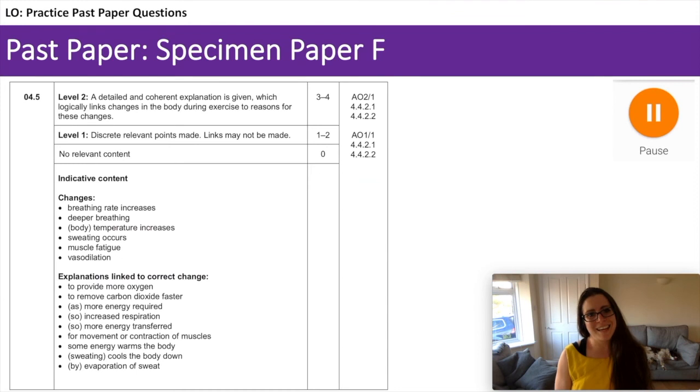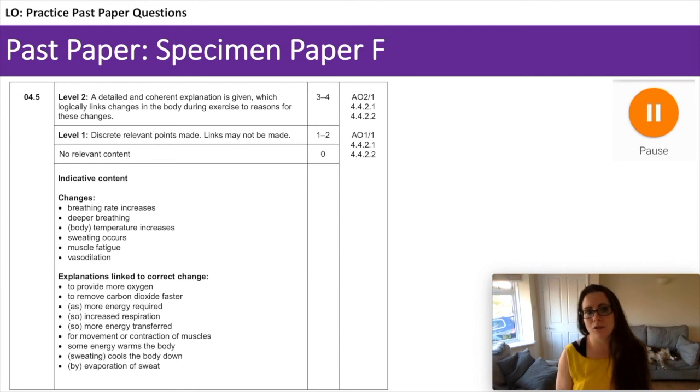And the answers. So this is a leveled answer. This means that your answer needs to fit into one of these two leveled brackets. So if you are a level one answer, you've made relevant points, separate relevant points, and you haven't really made that many links. So you might have said that your breathing rate increases, that sweating occurs, that your muscles get tired, and you need more oxygen, and all of these points are valid, but you haven't really linked them together.